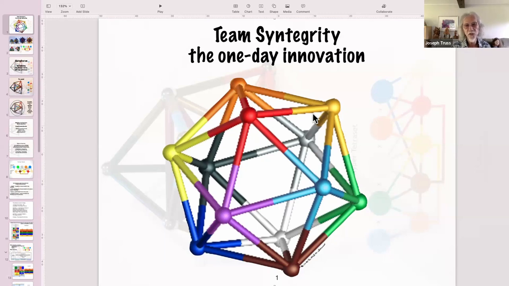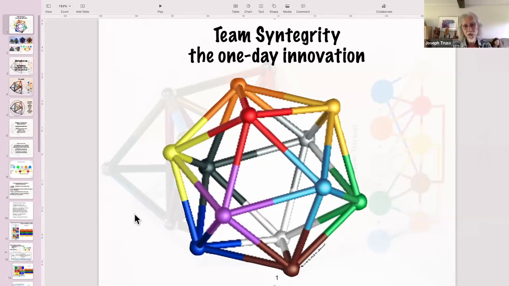There are 30 struts, 30 edges, each one with 2 colors. So there are 30 players in this system. And there are 12 nodes. And the cross and interconnectivity of the icosahedron is one of the, well, it is the primary reason why it works the way that it does.